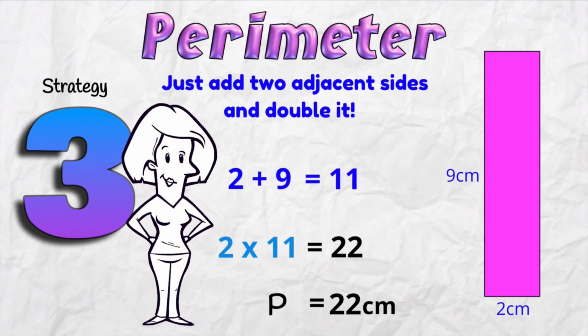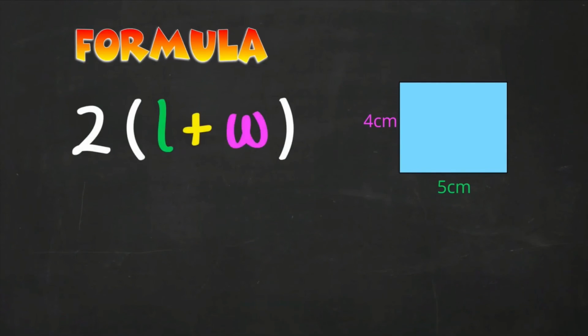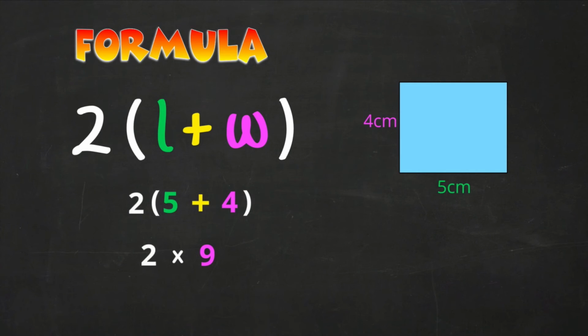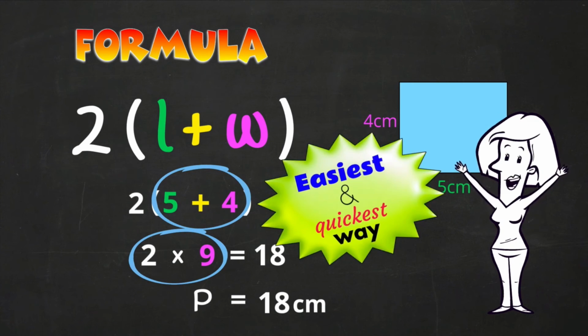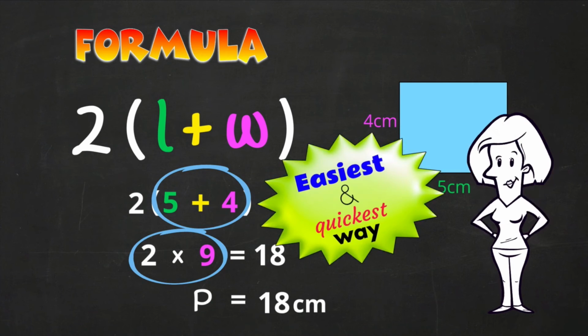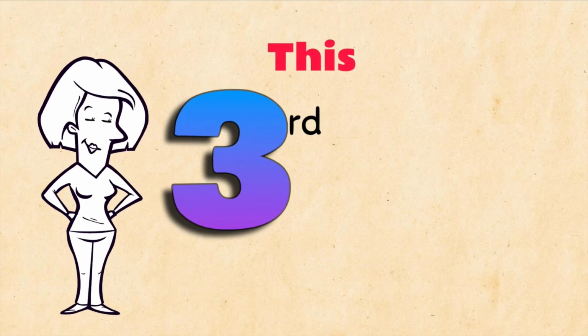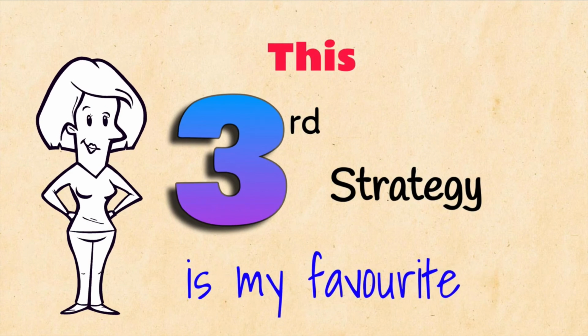And there's a formula for this too. 2(L plus W). The brackets are telling us to add the length and width first. Then the 2 outside the brackets tells us to multiply by 2. And there's the perimeter. Don't forget to put the unit of measurement at the end. And of course, this strategy only has 2 calculations to do. That makes this the easiest and quickest way to find the perimeter of a rectangle. And that's why this 3rd strategy is my favourite.